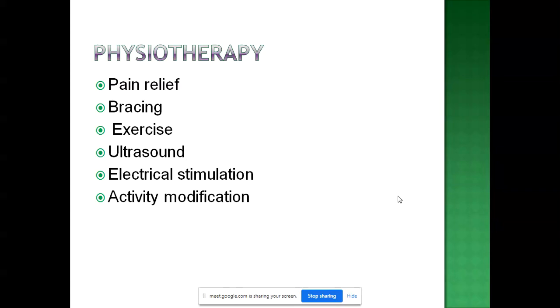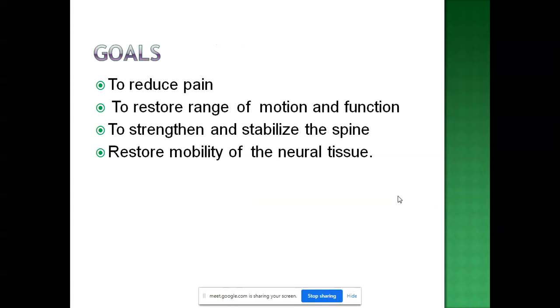So for physiotherapy, what all can we do in case of lumbar spondylolisthesis? We can give pain relief, bracing, exercise, ultrasound, electrical stimulation, and activity modification. What should be the goals of the physiotherapy treatment? To reduce the pain, to restore the range of motion and function, to strengthen and stabilize the spine, and to restore mobility of the neural tissue. These should be the goals of the physiotherapy treatment.